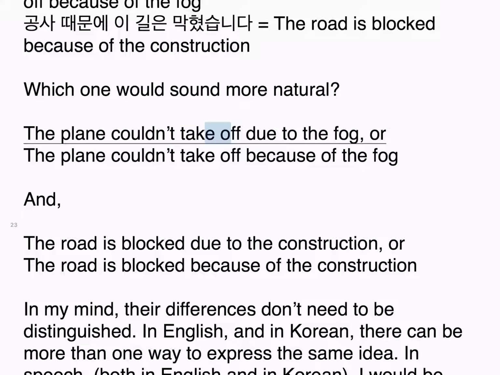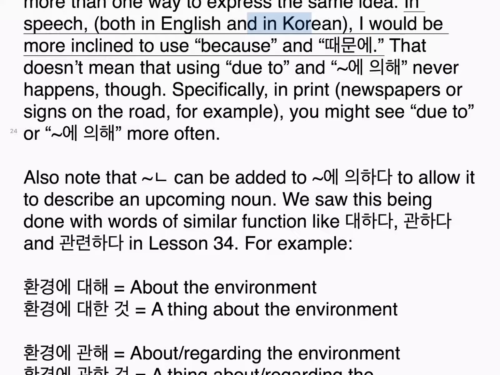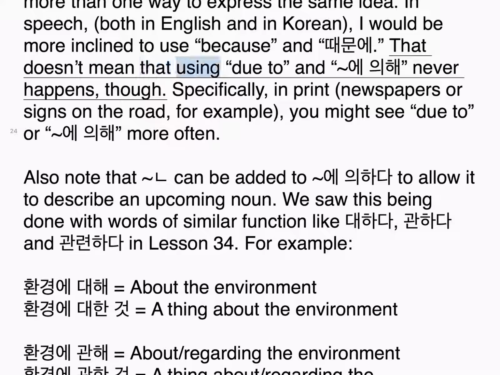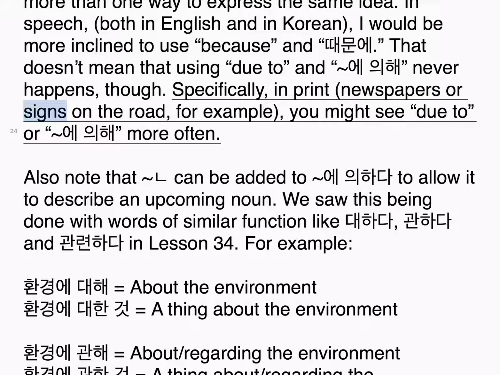The plane couldn't take off due to the fog, or the plane couldn't take off because of the fog, and the road is blocked due to the construction, or the road is blocked because of the construction. In my mind, their differences don't need to be distinguished. In English, and in Korean, there can be more than one way to express the same idea. In speech, both in English and in Korean, I would be more inclined to use "because" and 때문에. That doesn't mean that using "due to" and 의해 never happens, though. Specifically, in print, newspapers or signs on the road.